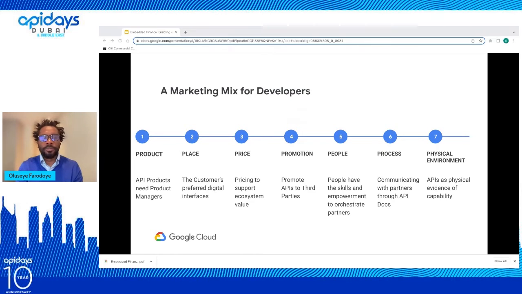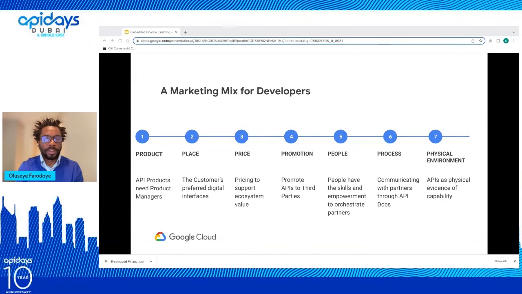So generally, the marketing mix for developers looks at a broad range of domains, from products to the place, to the price, the promotion of the APIs, the people, the process, and the physical environment. So all this is changing from being a physical setup like a branch to a digital interface or surface like a website or a developer portal. So your APIs become your physical evidence of capability.